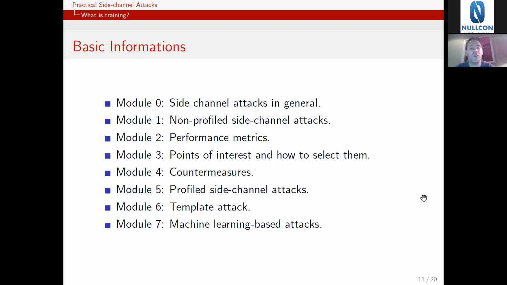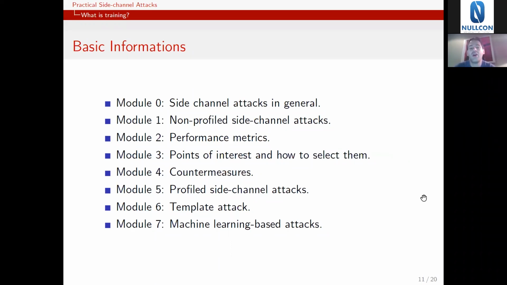Next, in module 4, I will talk about countermeasures. We will cover basic types of countermeasures, so hiding countermeasure and masking countermeasure. I will explain what those are and how they can help us defend against side channel attacks. When we do the hands-on, I also provide you with measurements from data sets that have countermeasures, so you will have the hands-on experience of how much more difficult it is to attack something that is protected.